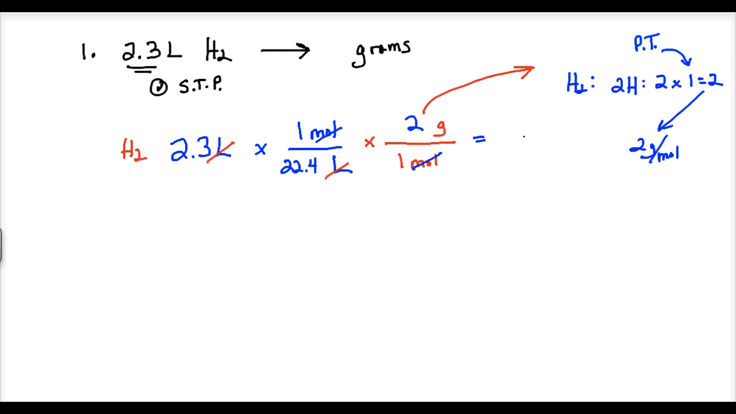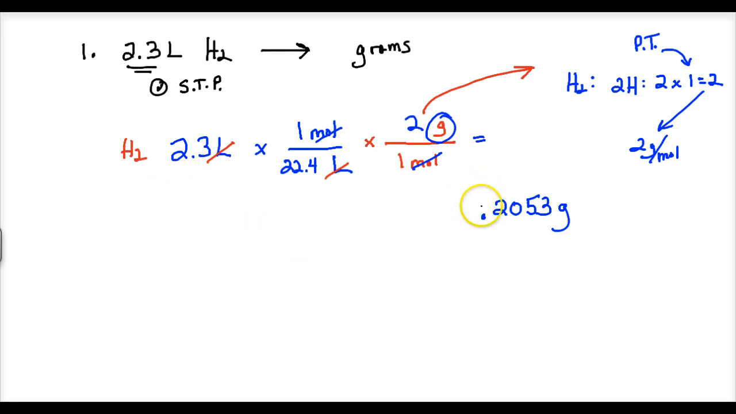So take my trusty calculator, and I multiply the following. 2.3 times 1, divide by 22.4. Sometimes it's helpful to just hit enter there. And then times by 2, enter, and divide by 1 if you have to. And what you get, party people, is 0.2053, and the only unit left standing is grams. And that's how many grams of hydrogen would fill up 2.3 liters of a gas at STP.